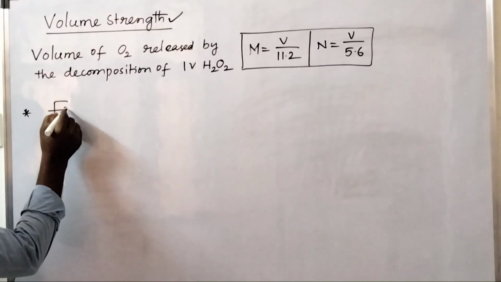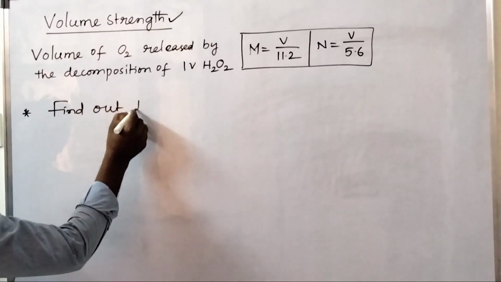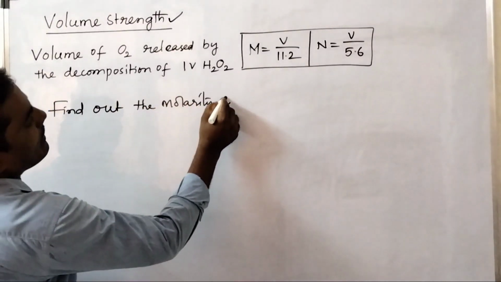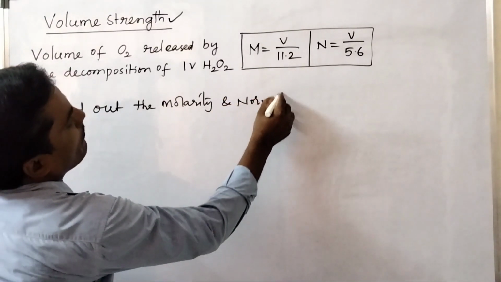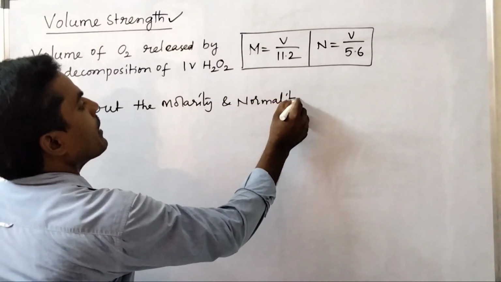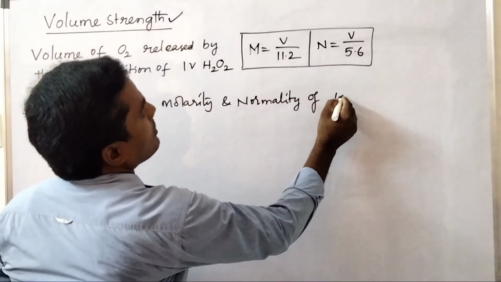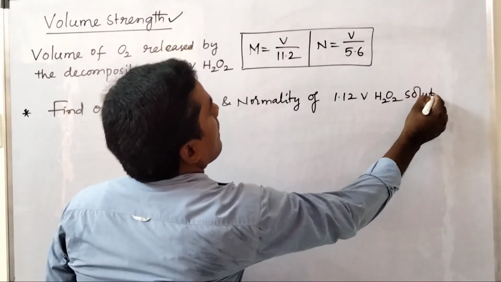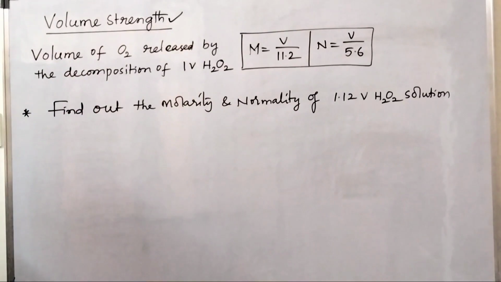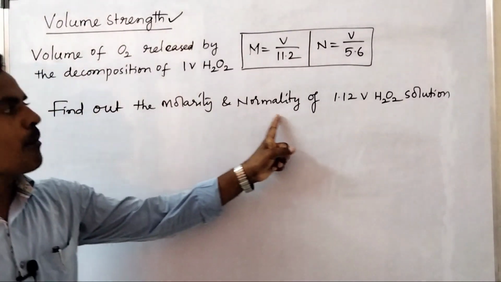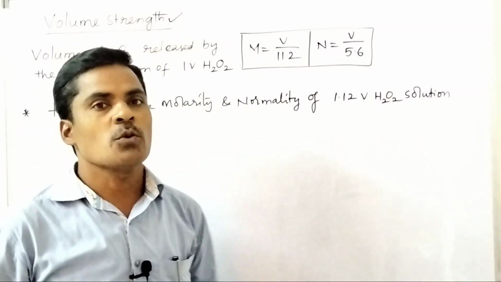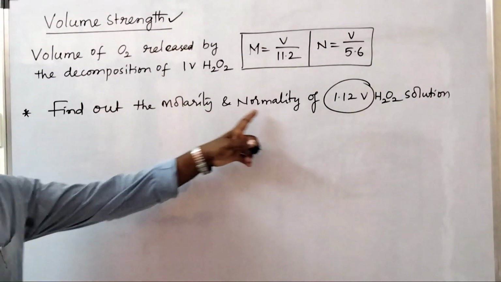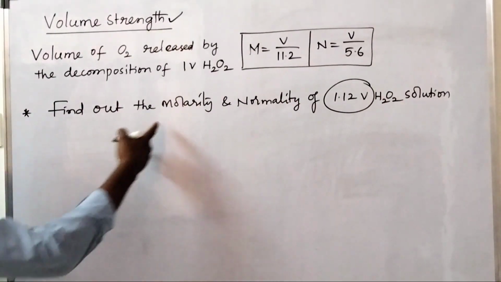Now find out the molarity and normality of 1.12 volume H2O2 solution. This is an important numerical. Here volume strength is given, that is 1.12. We have to calculate the molarity and normality of that solution. Okay, so what is the molarity?